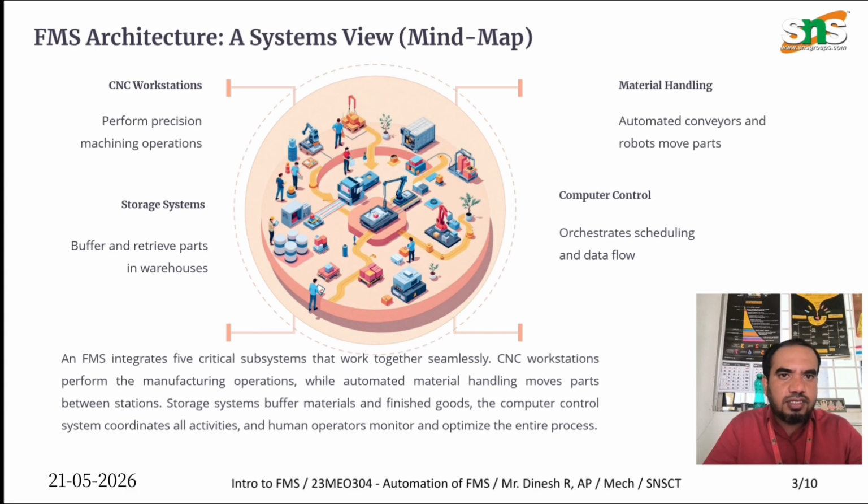The storage system buffers materials and finished goods. The storage system, as we saw, is like a warehouse where finished goods are stored. The computer control system coordinates all activities, and human operators monitor and optimize the entire process. So this is the mind map, or we can call it the system view of a flexible manufacturing system.